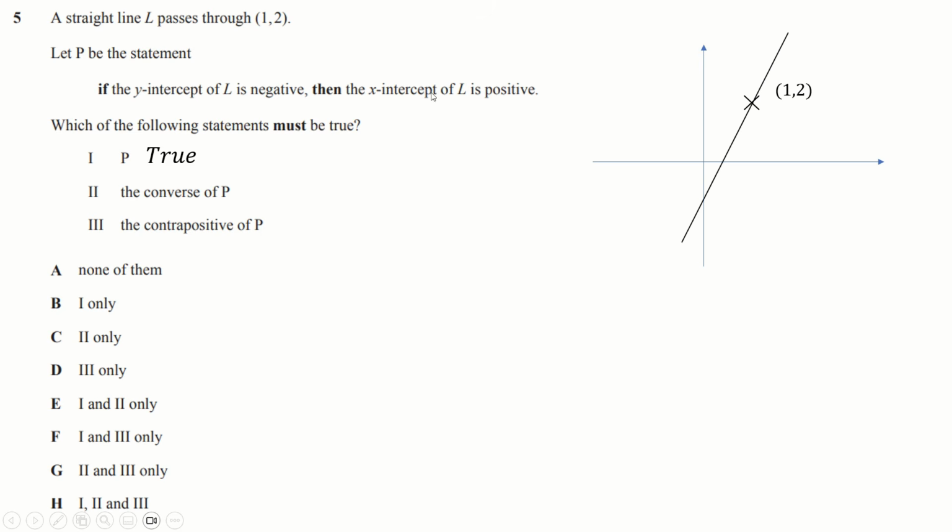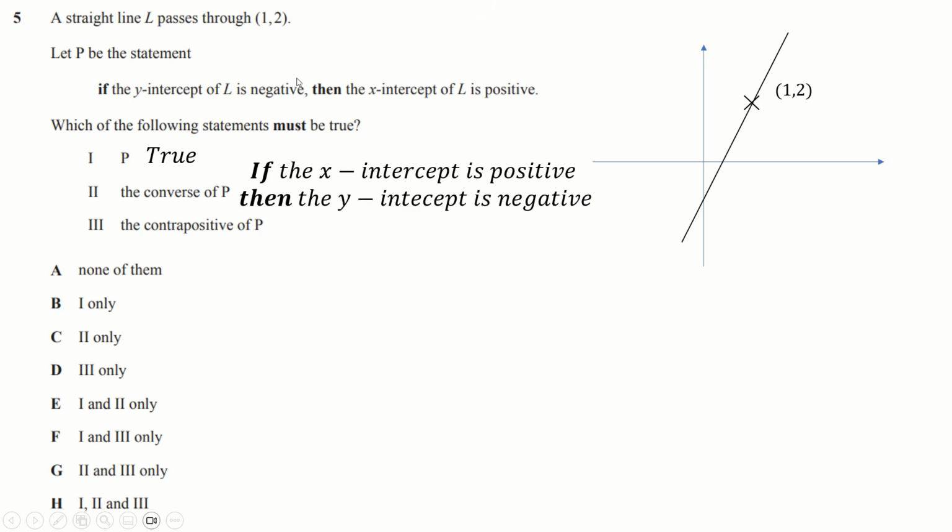The converse of P is when you flip those two statements around and keep the if and the then in the same place. Now, if the x-intercept is positive, so if we are over here somewhere, then the y-intercept is negative. Now, that's not true because we can draw a negative gradient line like this. So this is not true. This is not necessarily true. It could be true. There are lines that do it, but it's not necessarily true.